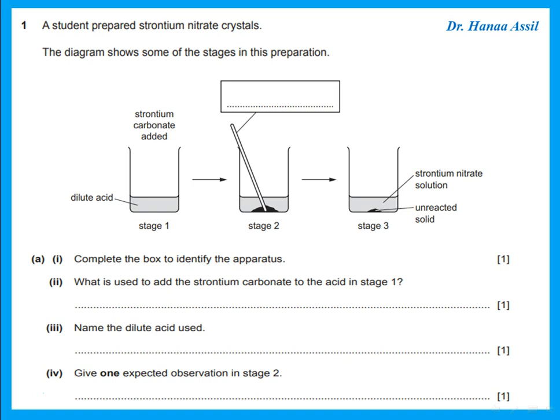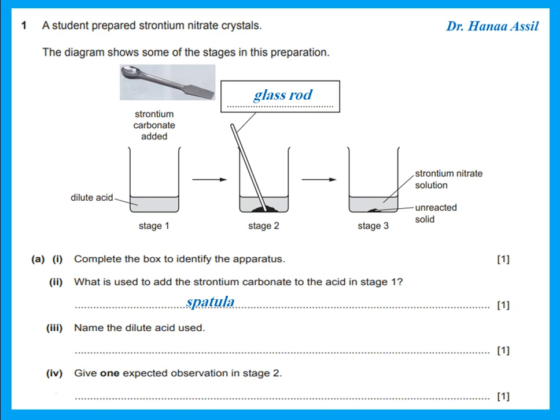Complete the box to identify the apparatus. What is that apparatus that we stir a mixture with? It is called a glass rod. What is used to add the strontium carbonate to the acid? When I want to add a solid to acid in a beaker, we use what? You should realize that we use a spatula.